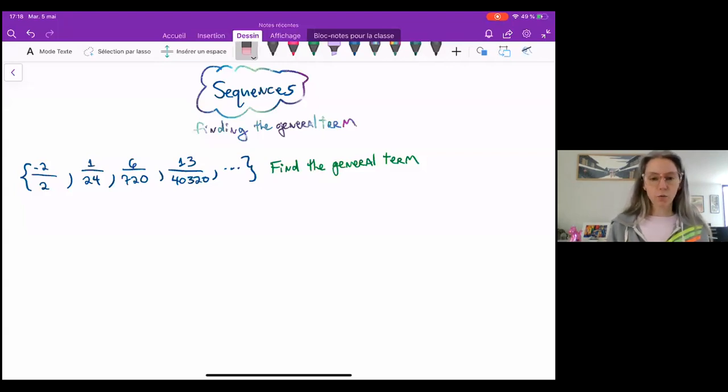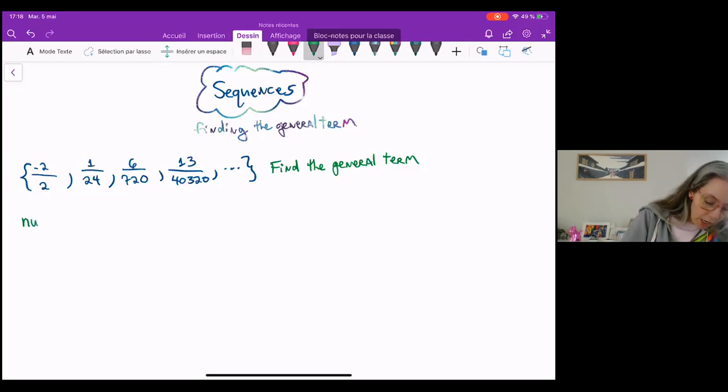So we want to find the general term of the sequence we have here: -2 over 2, 1 over 24, 6 over 720, 13 over 40,320. Again, this is a fraction, so we're going to separate it into the numerator and denominator. Only the first term is negative, which means that definitely this is not alternating. The negative was put with the numerator, which means probably it was done on purpose, so we should leave that -2 in the numerator, not put it in the denominator. So we're going to start by looking at the numerator here.